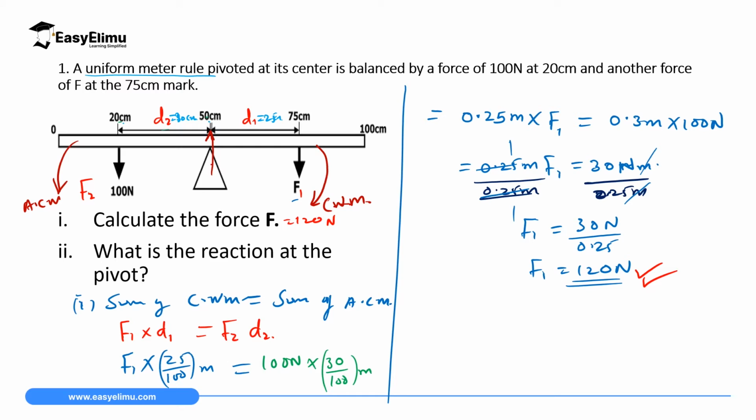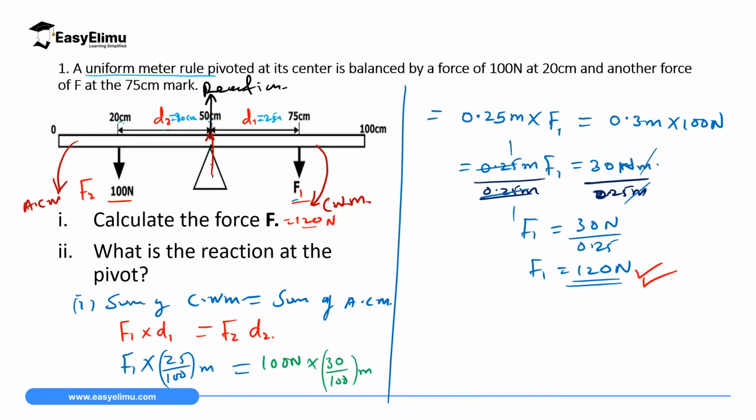Then in this case, the only forces which are on the downward are 100 and F1, which is 120. Now this rule is exerting action on this pivot. Then the pivot is going to exert reaction. So we only have one force which is moving up, which is a reaction. And this reaction is acting upwards, and it's the only force which is upwards.